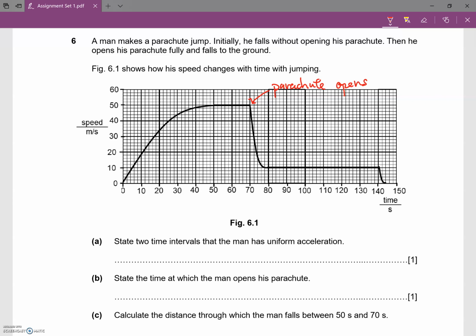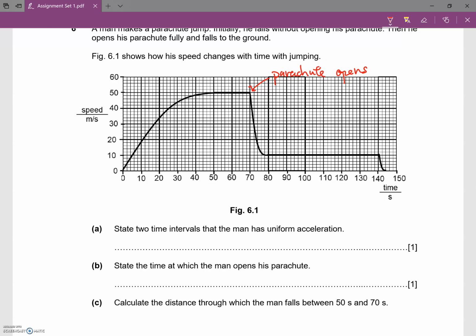Because you can see there's a sharp drop in the speed. The only possible reason for this kind of sharp drop is either the parachute opens or he hits the ground and he dies. But it doesn't make sense that he dies, because can you see he's still traveling over at this segment over here. He's still moving. Hence, the only possible reason here is that his parachute has opened.